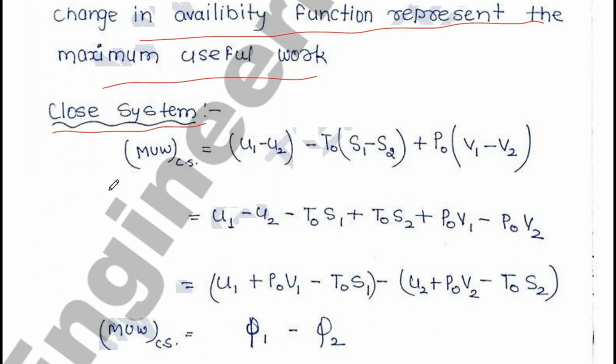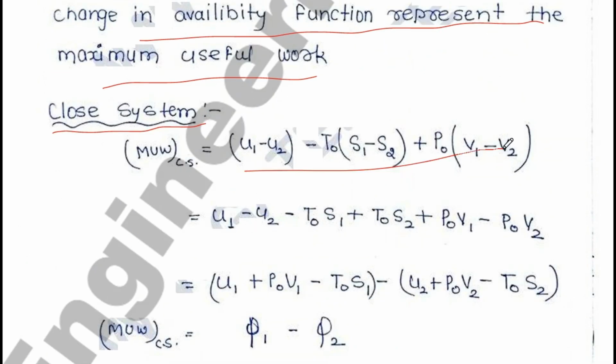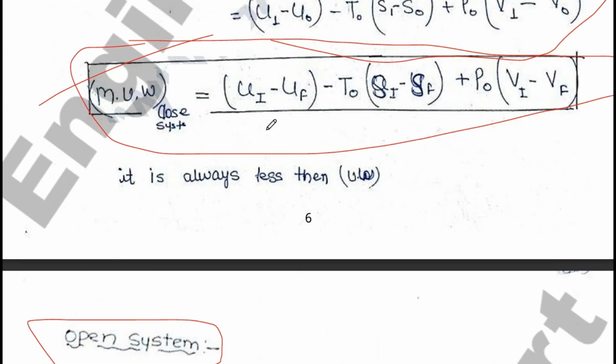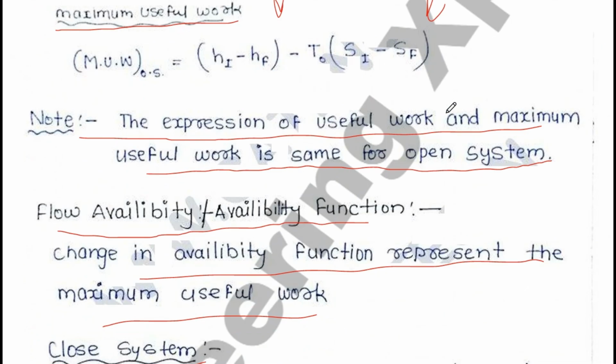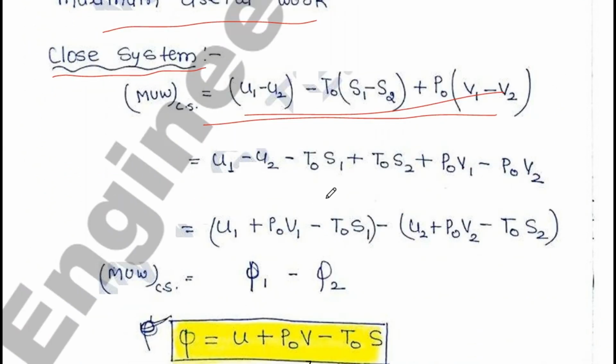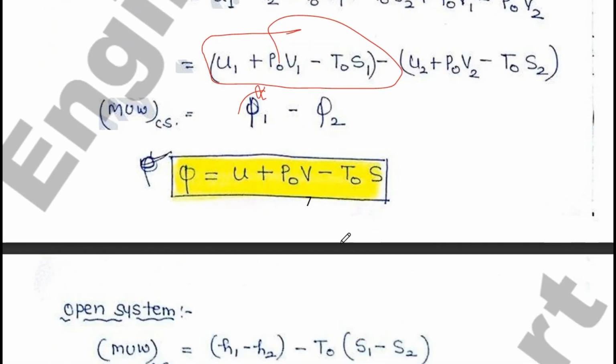So for a closed system, maximum useful work is basically this. We have discussed it just now. This is the same as this. So if you rearrange it, then you can write it in this form, and this is written as phi 1. You can see it from here.